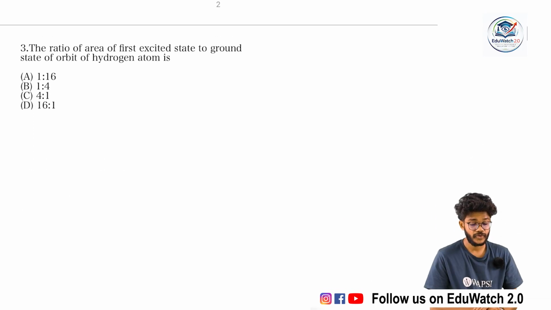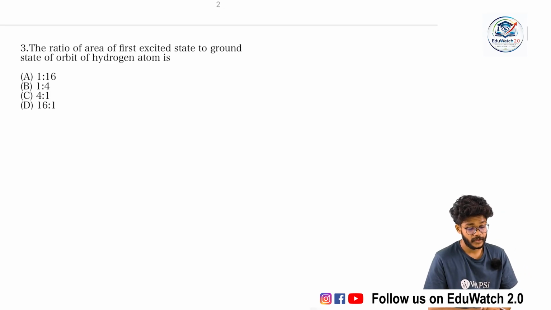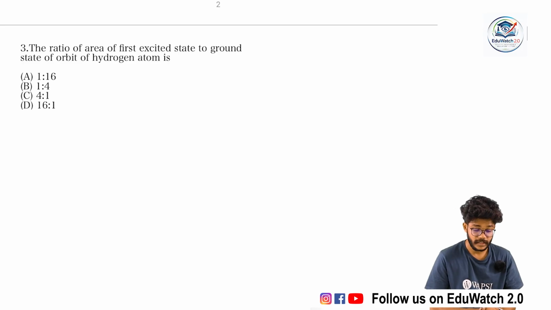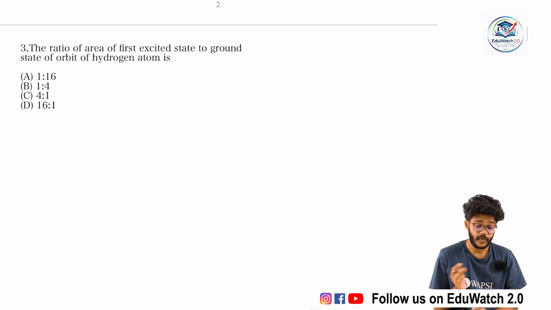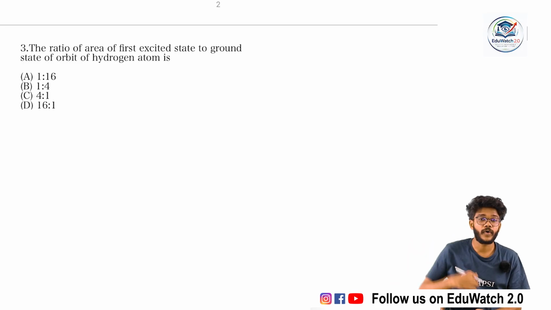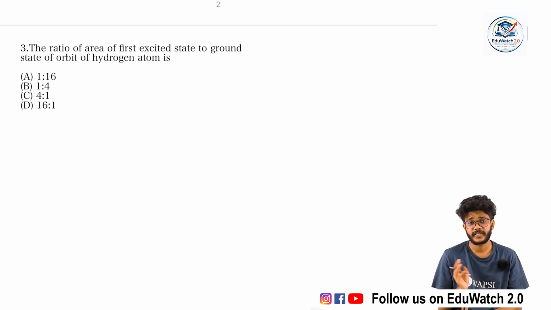Okay, the ratio of area of the first excited state to the ground state of the orbit of the hydrogen atom is the ratio between the ground state and the first excited state, and what the area. Okay, the area of the orbit. They are asking the ratio between the area of the first excited state and the ground state.